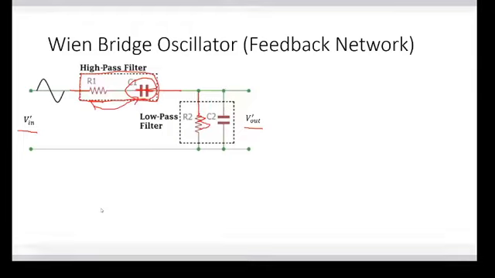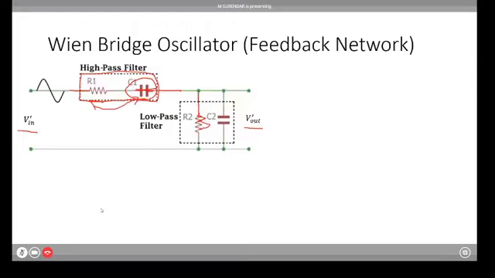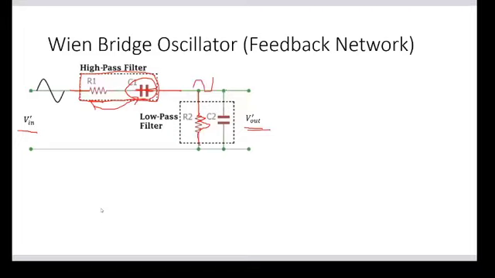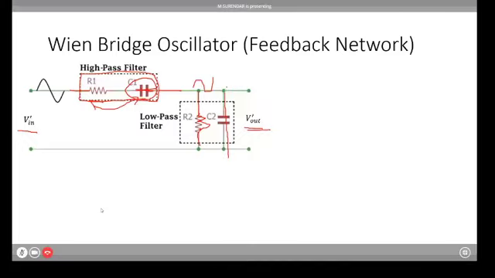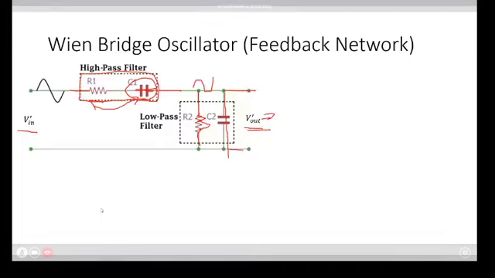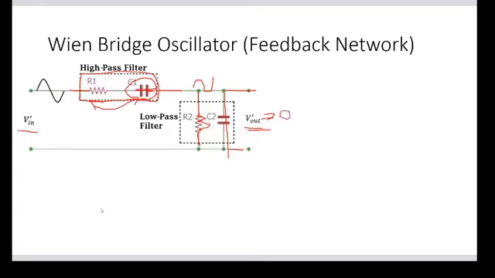What happens when a high frequency signal is entering here? Then your capacitor will be short circuited, and your output voltage will obviously be equal to 0. That's why this circuit is a low pass filter here and a high pass filter there.